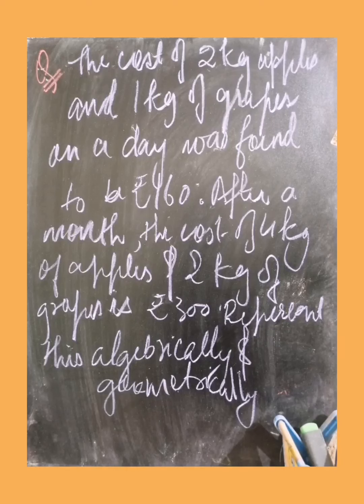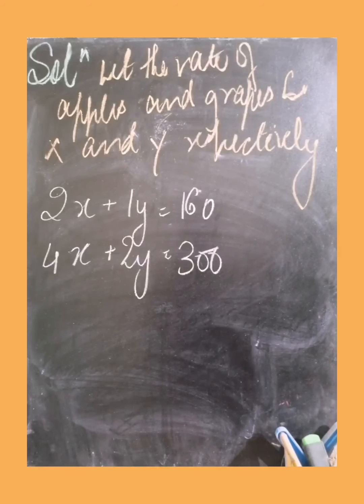Now here is the question. The cost of 2 kg of apples and 1 kg of grapes on a day was found to be rupees 160. After a month, the cost of 4 kg of apples and 2 kg of grapes is 300. Represent this algebraically and geometrically. Now we are not given the prices of apples and grapes, but we are given the weight and the total cost. So we have to take variables for the prices of apples and grapes, right? So let's take the price of apples and grapes to be x and y respectively. So the rate of apples is x and the rate of grapes is y.